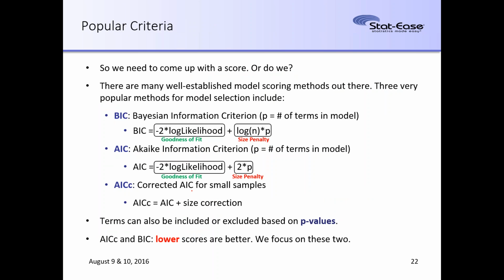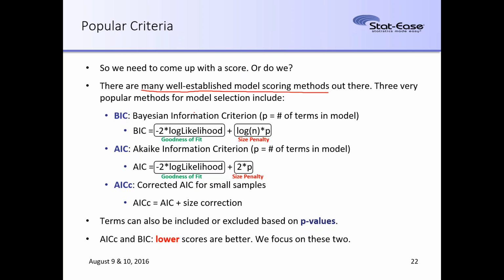Now, we need to come up with a score, or do we? Well, actually, it turns out we don't. If this slide looks a little bit challenging, I'm just going to let you know that this is probably the most technical slide for the remainder of the presentation. So this is about as tough as it gets here. We don't actually need to come up with a score because there are many well-established model scoring methods that have been developed over the last 30, 40 years.